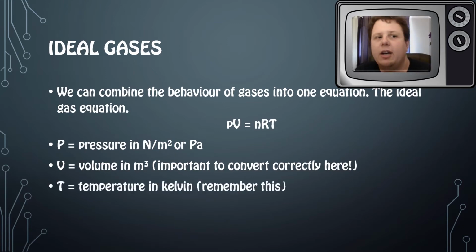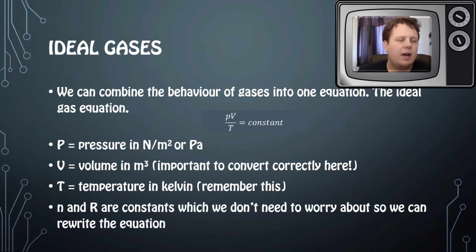T is temperature in Kelvin. Again, remember, we've got to work in Kelvin. The reason why we have Kelvin is this is a temperature scale with no negatives. If we double the temperature in Kelvin, we double the energy in our gas, and that's the only way this formula works. Now, n and R are constants, which for GCSE we don't worry about. n is the number of moles, and we're always dealing with a fixed amount of gas at GCSE, and R is the molar gas constant, just there to make this formula work.